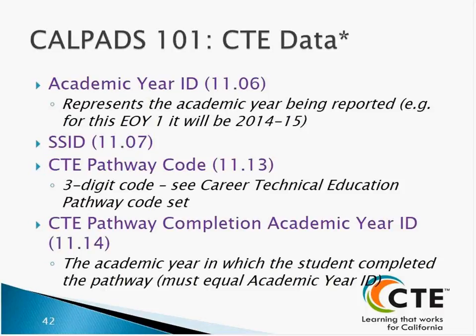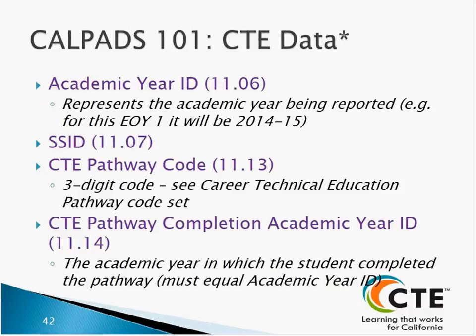The main thing to remember in this data is that by setting a pathway code, you are telling us that the student is a concentrator. If CTE pathway completion academic year ID is blank, that means the student is a concentrator. If it is filled in with the current academic year for that reporting year, then you're telling us the student is a completer. The academic year ID and the CTE pathway completion academic year ID need to be the same. If they're not, you get a fatal error.